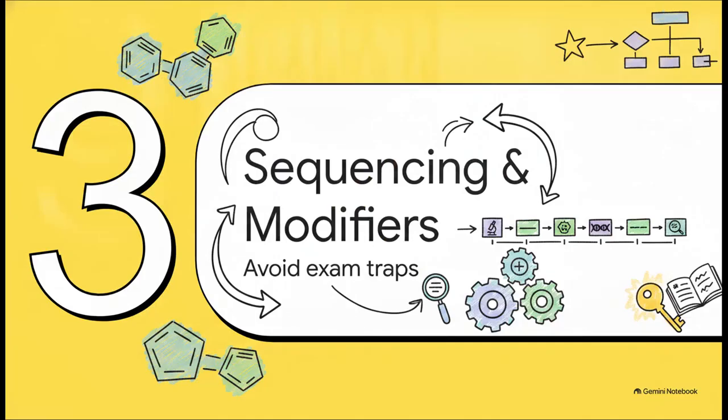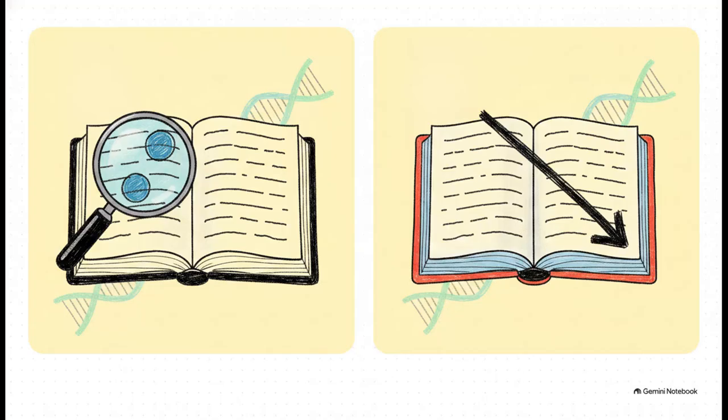Let's keep rolling into Section 3, sequencing and modifiers. This is all about avoiding those common exam traps. Listen up, because a massive exam trap is confusing targeted tests with full sequencing. Some tests only look for targeted variants. It's kind of like scanning a page just to find a few specific typos.